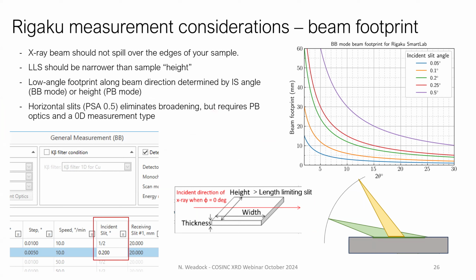Wait till the sample. You can also get rid of the effects of your beam footprint if you use a 0D measurement instead of 1D measurement, because the horizontal slits that you install will effectively eliminate the vertical divergence of your diffracted beam. But this is going to cut down a lot on your intensity, so it may not be preferred for your measurement.